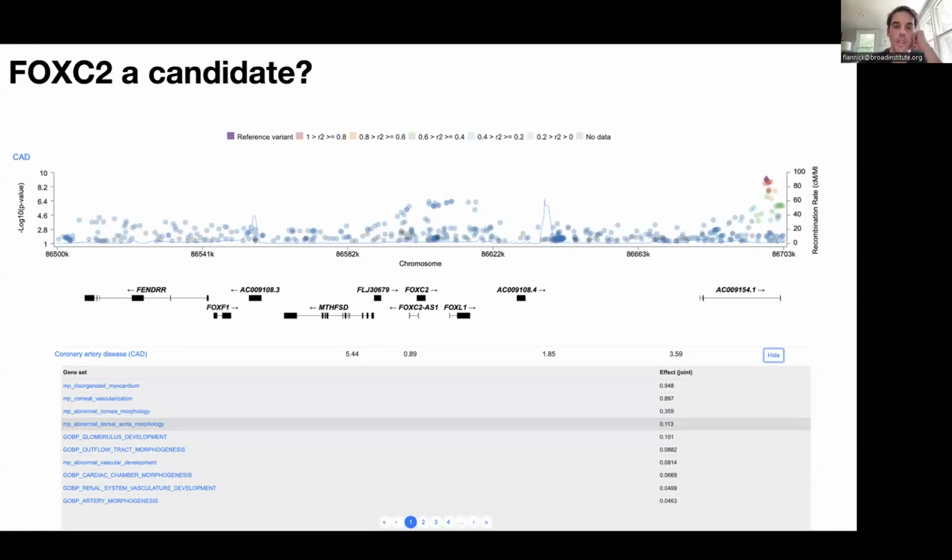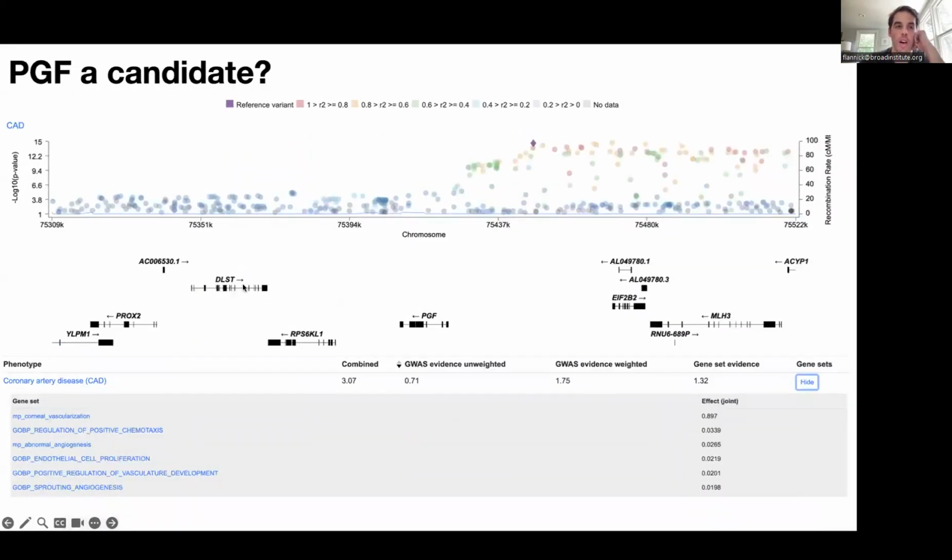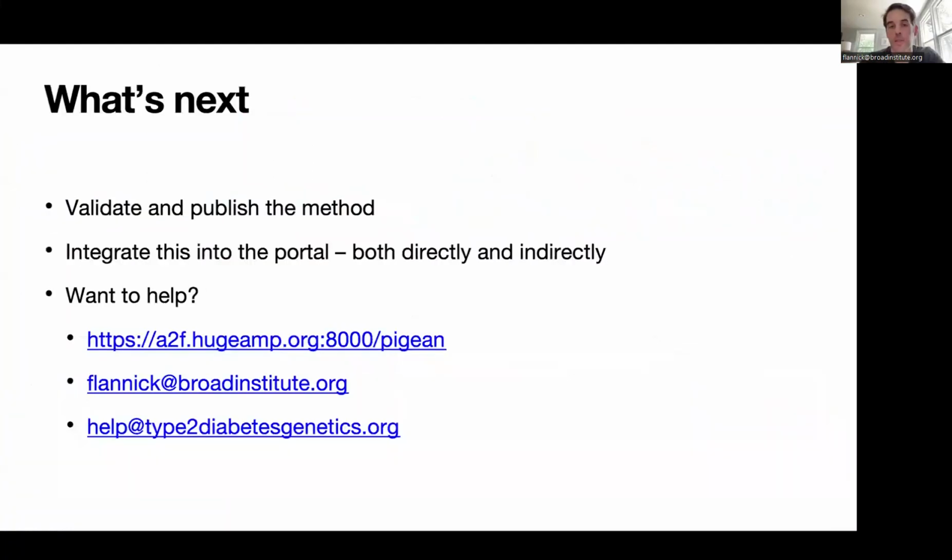In the case of FOXC2, that's because it's not actually in a GWAS locus, but it's near genome-wide significance. But then it has this prior information, a lot of it about the heart structure and vascularization. PGF is in a GWAS locus, but for whatever reason is not on the effector gene list either. And these are just examples of how PIGEAN is pulling out genes specific to a mechanism, both within a GWAS locus and outside of it.